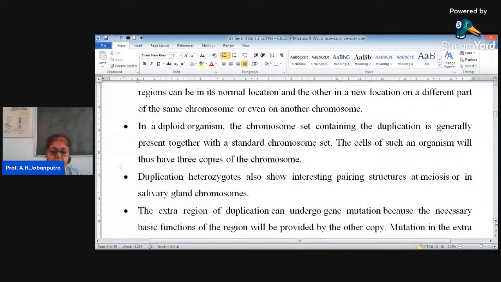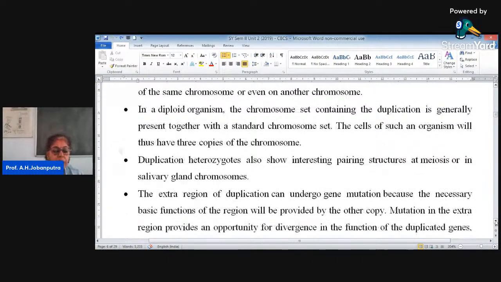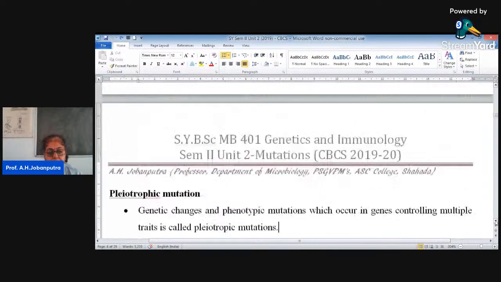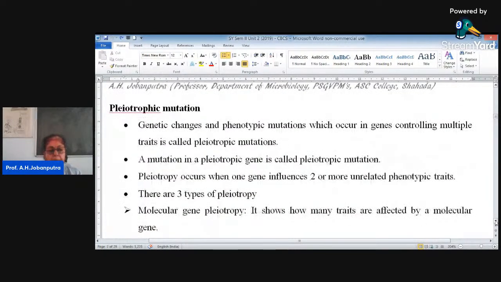So normally even after meiosis there should be half the number of chromosomes, but there will be duplicate number of chromosomes. This extra duplication or extra region which is duplicated may undergo mutation, and mutation in this extra region may affect the function of the duplicated genes and it results in genomic evolution. Next is pleiotropic mutation.